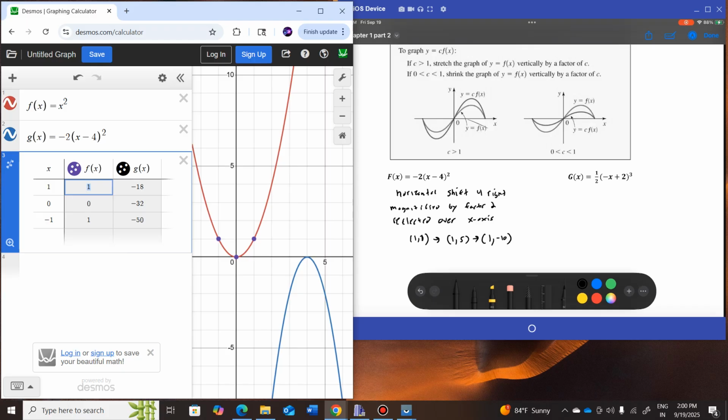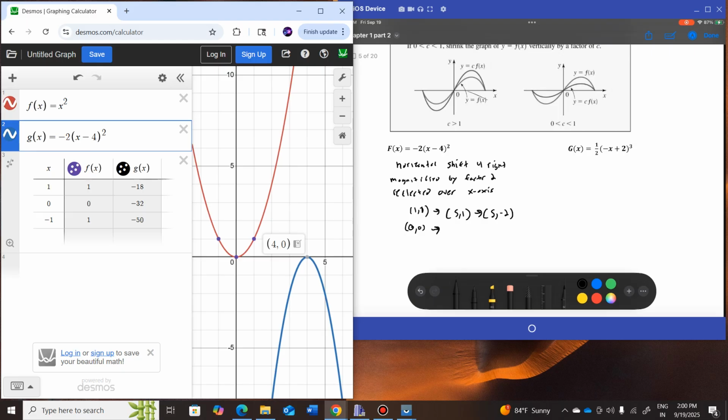I'm sorry, I added to the wrong one. Didn't make sense once I looked at the graph. It's a horizontal shift, so 5, 1. And then it gets doubled in size, so it goes to 5, negative 2. And so 5, negative 2 is this point here. Okay, so that's what 1, 1 went to. 0, 0 just did the shift of 4 units. It didn't change in magnitude, because when you multiply 0 by any number, it's still 0. So that just went to 4, 0.